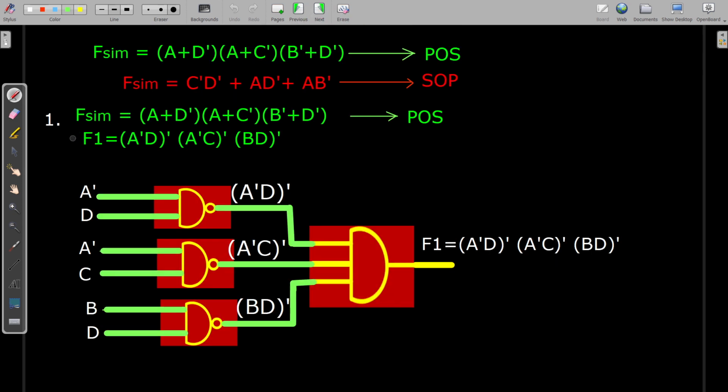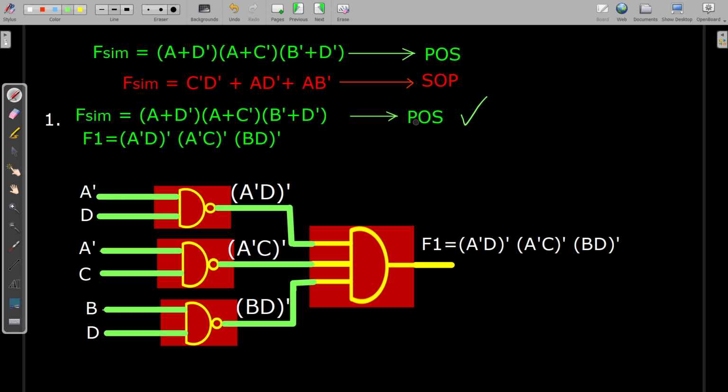Now we are moving on to the second step. We take this POS first: (a plus d dash) (a plus c dash) (b dash plus d dash). We want to implement it, so I am taking this as f1, in which I am doing some modification. This is a plus d dash. Then I have to write it as (a dash d) the whole dash.